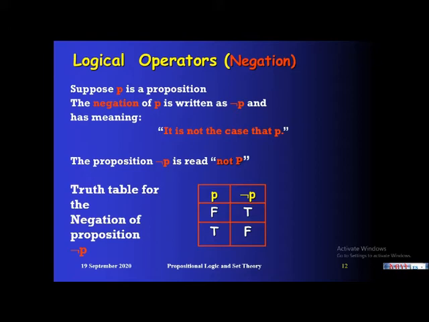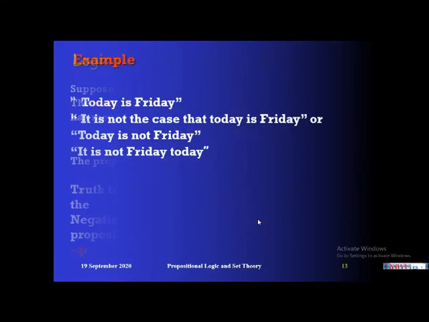So, let us see the first logical operator, that is negation. Suppose P is a proposition. The negation of P is written like this, and means not P. When we see the truth table, if the first statement is false, the negation of that statement is true. The reverse is also true. For example, today is Friday. If this is P, the negation of P is easily stated as it is not Friday today. Today is Friday, or today is not Friday. We can use either of the two.